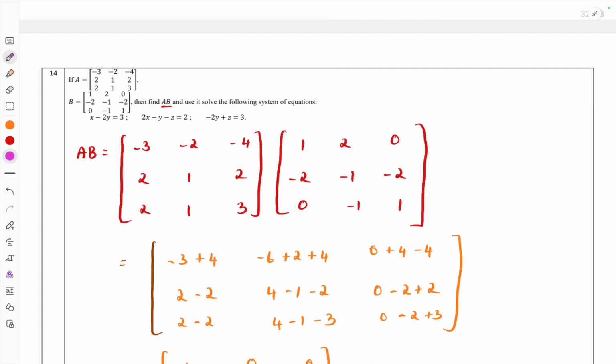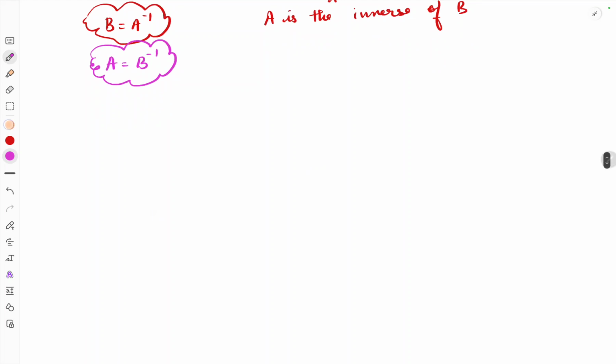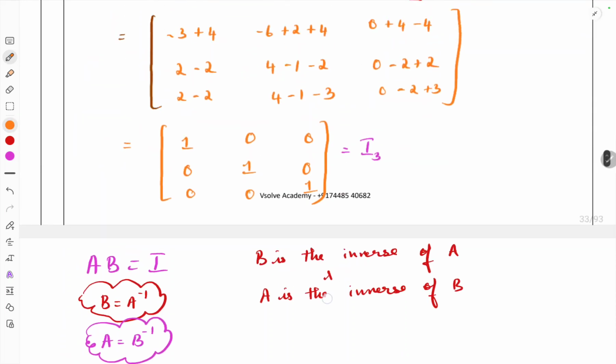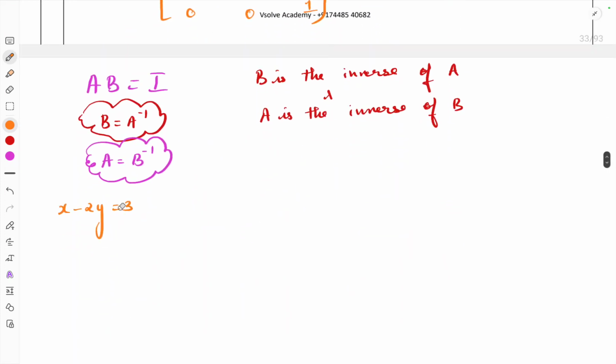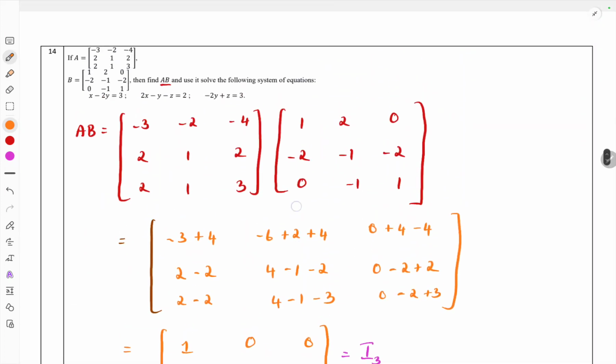Now next thing we have to find here is, we have to use this AB whatever we have solved, use it to solve the system of equations x minus 2y equal to 3, 2x minus y minus z equal to 2, minus 2y plus z equal to 3. So just I will copy that. So x minus 2y equal to 3, first equation we have. So x minus 2y, if it is equal to 3, I can write in this form x minus 2y plus 0z equal to 3. The coefficient of z is 0 here in the first equation.